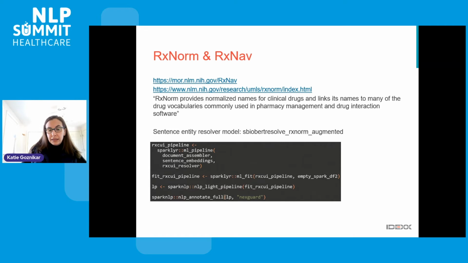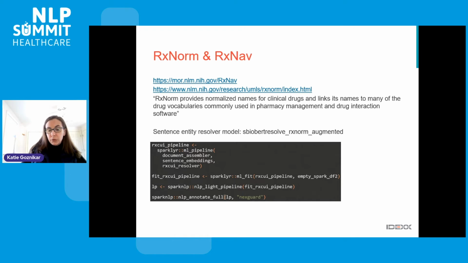We've created a pipeline that uses the sentence entity resolver model, SBioBERT Rxnorm augmented. This model will return the predicted most likely Rx CUI. I'll show you what that output looks like in R on the next slide. So we put the text NexGard through this pipeline, and we've made the decision to only pipe the drug entity into the Rx CUI resolver model.